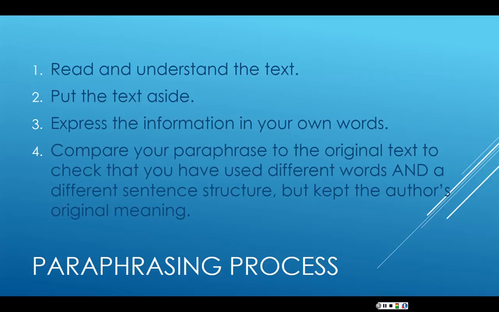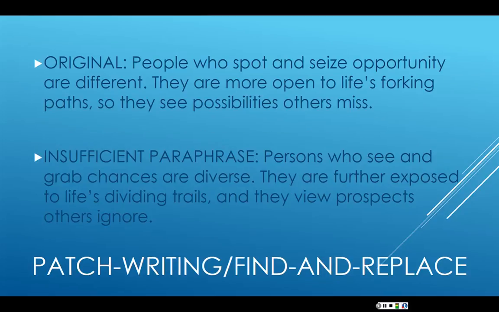After you've read the text, you put it aside, and then you try to write the information down in your own words. You don't want to just copy and paste because that's going to lead to mistakes. Lastly, you want to compare what you've written down to the original text to make sure that you really did use different words. Because you weren't looking at that original, you may have accidentally picked up some phrasing. You want to have different words and a different sentence structure. But you do need to keep the author's original meaning.